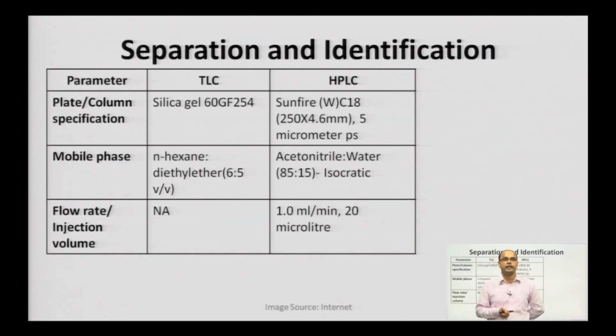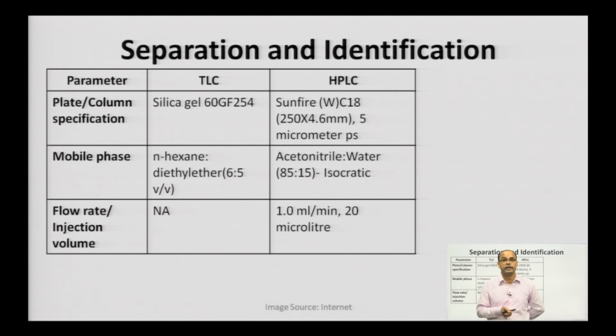Moving on to our next slide, we have done the production, and now we have to move on to the estimation. We have isolated the phytoconstituent, and now we have to confirm the identity of the phytoconstituent using estimation or analysis techniques: TLC, thin layer chromatography, and high pressure liquid chromatography.